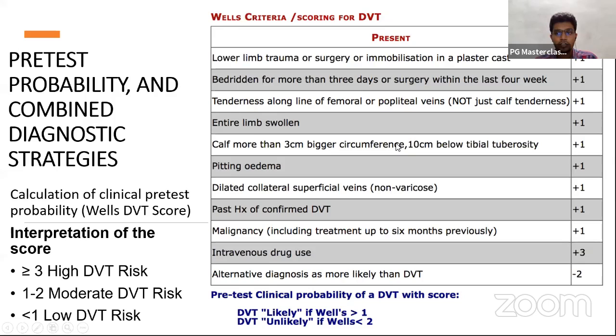All these attributes are given a score of 1, and intravenous drug use is given a score of 3. An alternative diagnosis as likely as or more likely than DVT is used to deduct 2 points from the Wells score. The score is interpreted as follows: if the score is greater than 3, the patient is at high risk of development of DVT or has ongoing vascular thrombosis; if the score is 1 to 2, the patient has a moderate DVT risk; and if the score is less than 1, there is low DVT risk.